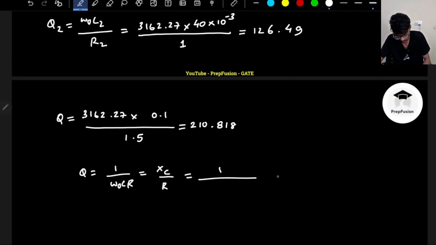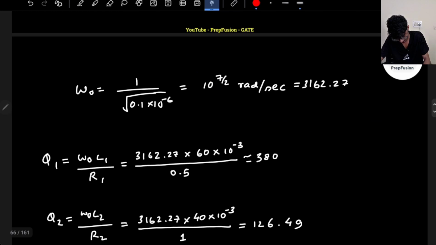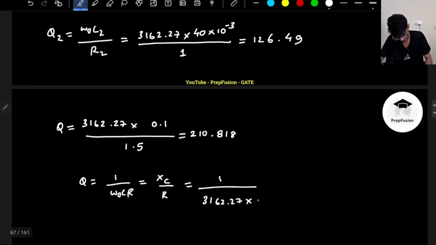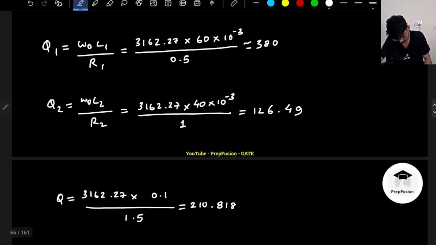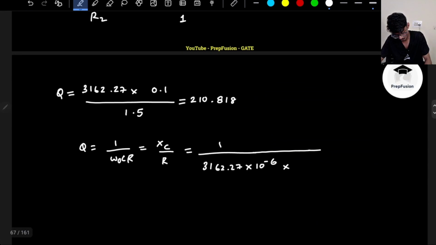So let's verify. So this will be 3162.27 into C equivalent. What is the overall C equivalent? Overall C equivalent is written here, right? 1 microfarad. So this will be 1 microfarad, that is 10 raised to power minus 6, into R. R is 1.5.